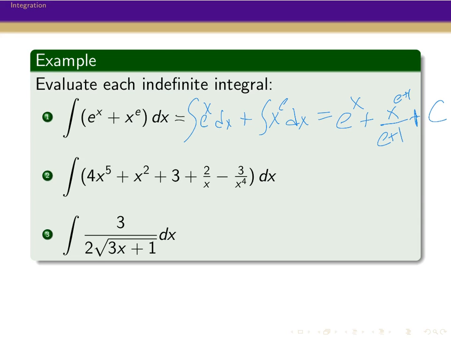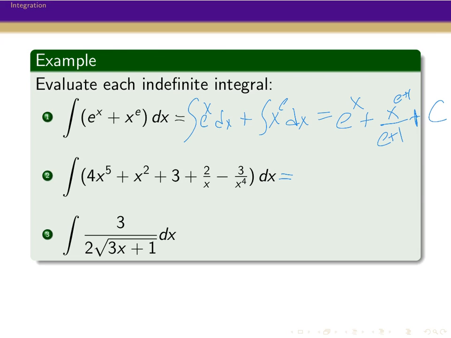Okay, and then this integral would have another plus c, but then a constant plus a constant is just another constant. And so we can just leave it with 1 plus c on the outside. And so that's our answer for the first one. So for the second one, same idea.